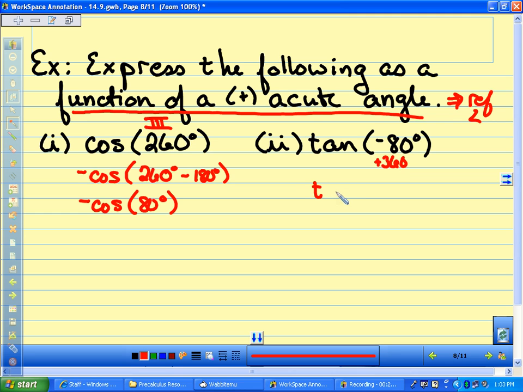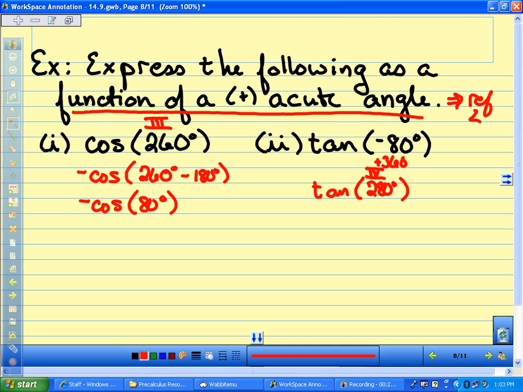So this is really the tangent of, what's negative 80 plus 360? 280. We're looking at the tangent of 280 degrees. Now, can I determine what quadrant we're in? Yeah, where's 280? That's quadrant 4. So I write that above my angle. I'm in quadrant 4. And I do that for 2 purposes.